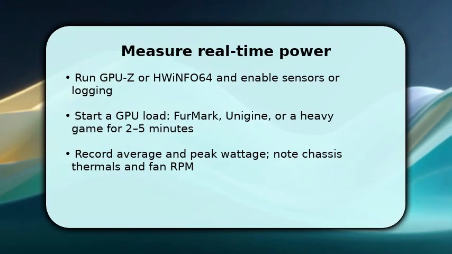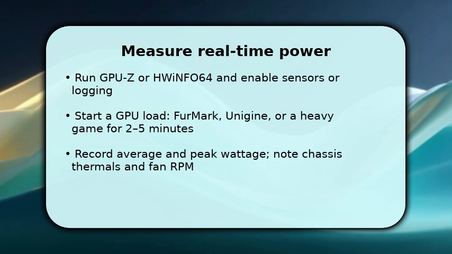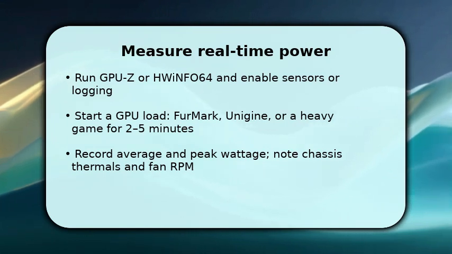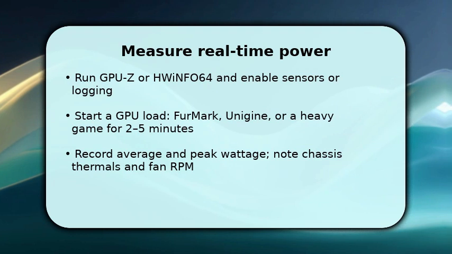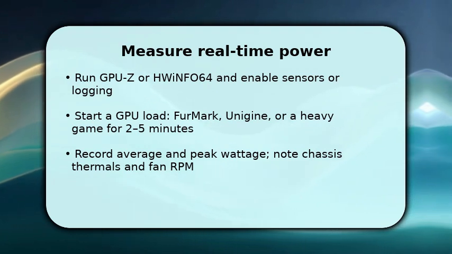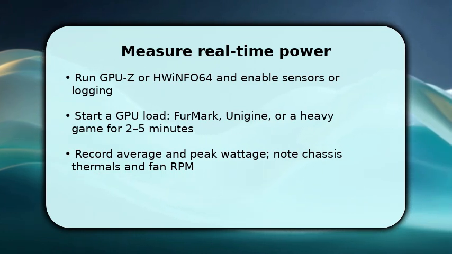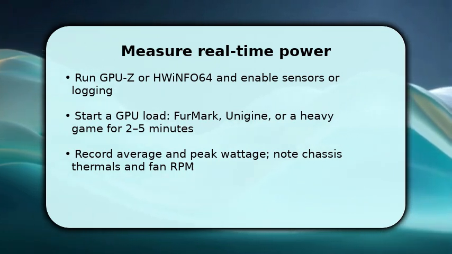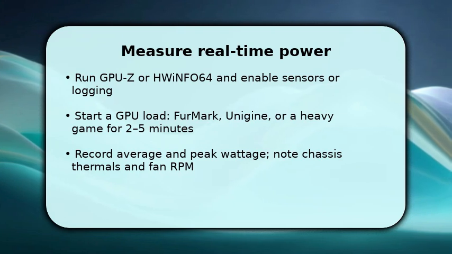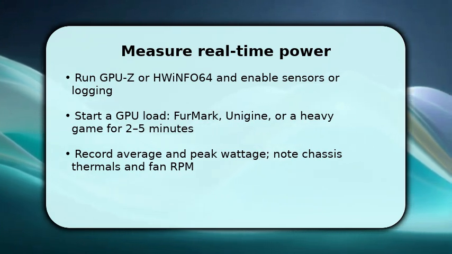With the tool open, go to the sensors pane and enable power or package power readings and start logging if available. Then create a consistent load. Run FurMark, Unigine, or a demanding game for 2 to 5 minutes so the GPU reaches steady state. While it runs, watch instantaneous watts, plus average and peak values.